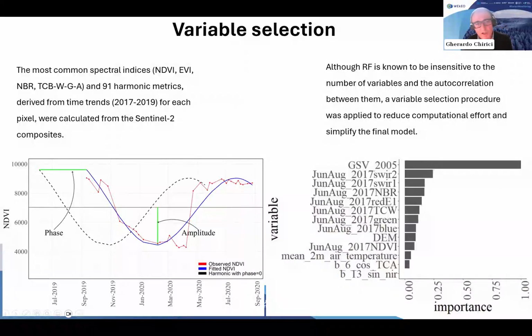It is important to include in the predictors also the harmonic metrics that we can calculate from the very dense time series coming from Sentinel-2 imagery. So these are very important variables that we can include in the model.